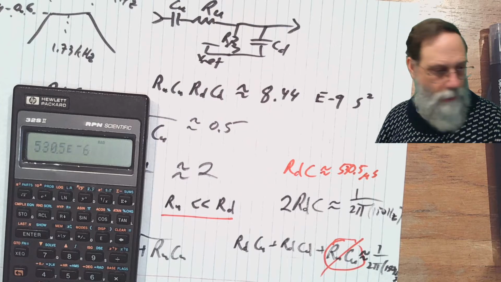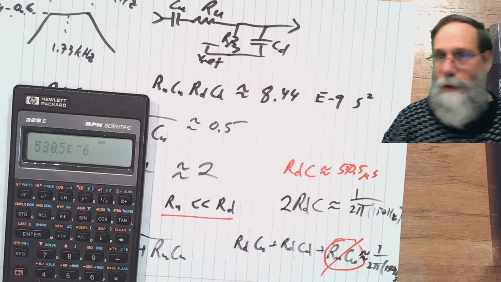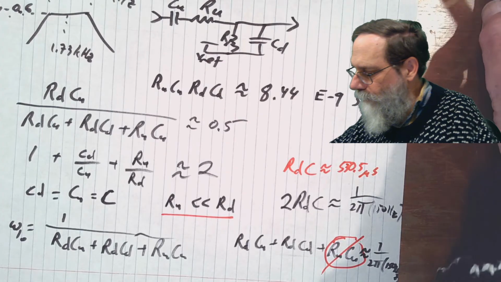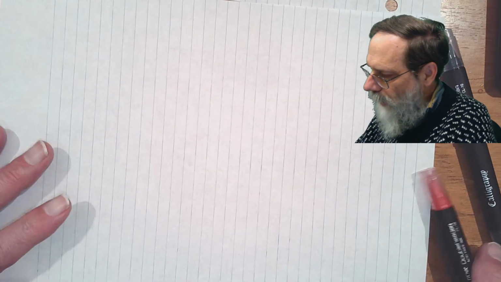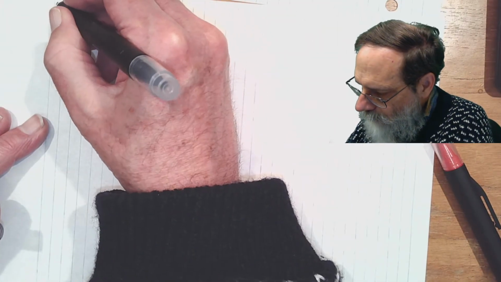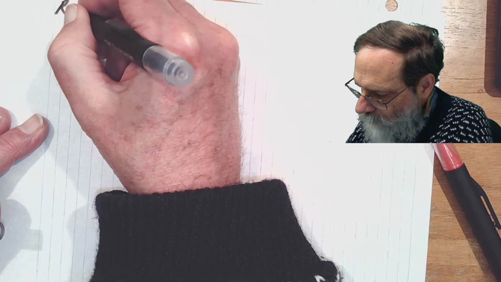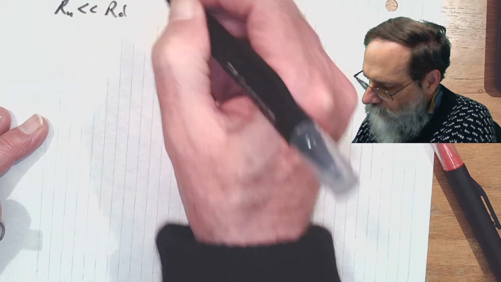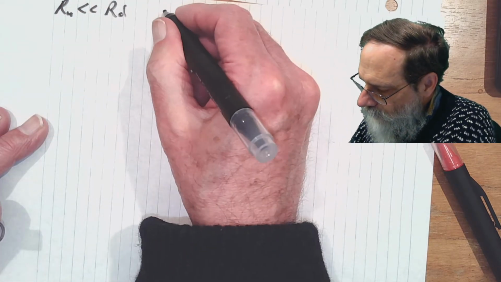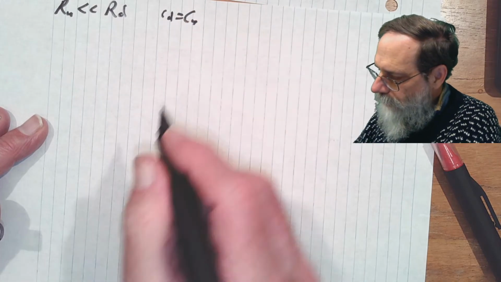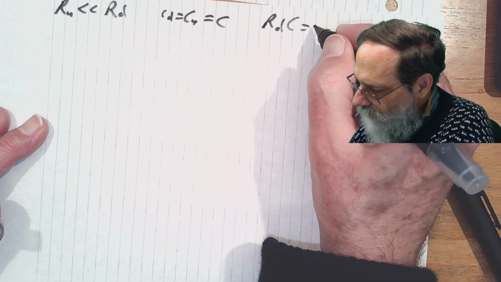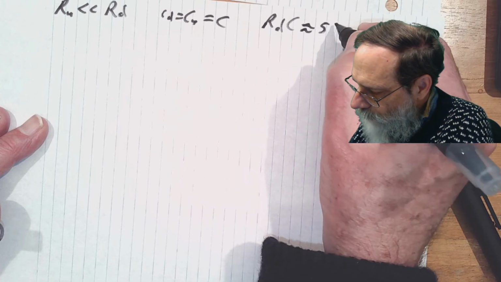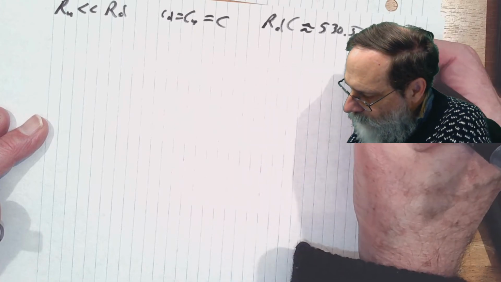Okay, grab another sheet of paper here. So what have we got? We have RU is a lot less than RD. We've got CD equals CU. We've got RDC is about 530.5 microseconds.